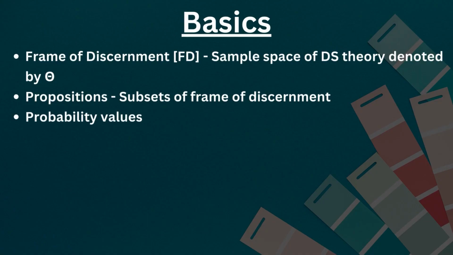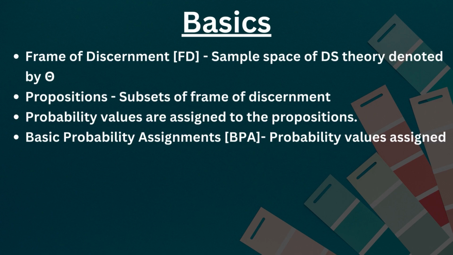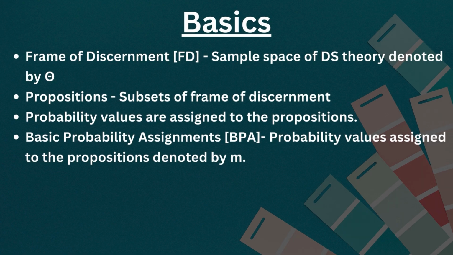Probability value and basic probability assignment. Somewhere it is called BBA, basic belief assignment. These are the values that are assigned to each proposition to express our belief in each statement. For example, if we believe there is a 0.3 probability that the car is red, we assign this probability as the basic probability assignment M to the proposition red.